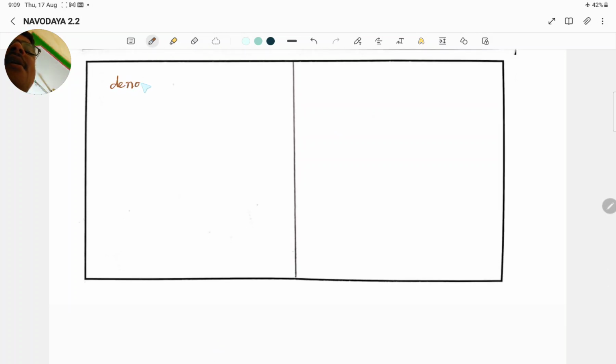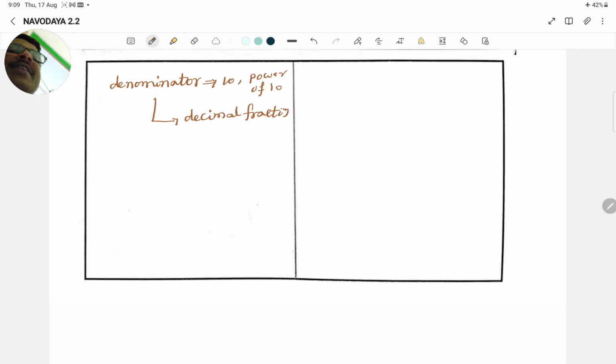Denominator 10 or a power of 10, that fraction is called a decimal fraction. Okay?